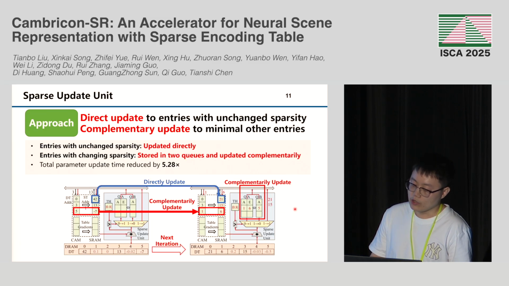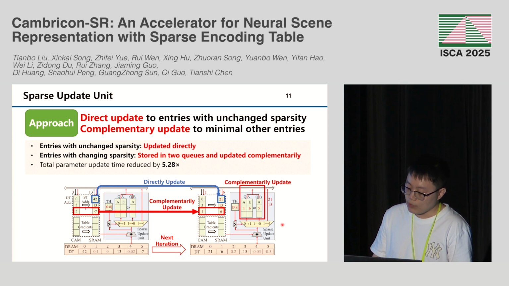Based on this observation, we proposed the sparse update strategy and the corresponding hardware support. Specifically, for entries with unchanged sparsity, they can be directly updated during the update of the dense table, as shown in the blue arrows in the figure. For minimum entries with changed sparsity, they are temporarily stored in two queues, as shown in the right red block.